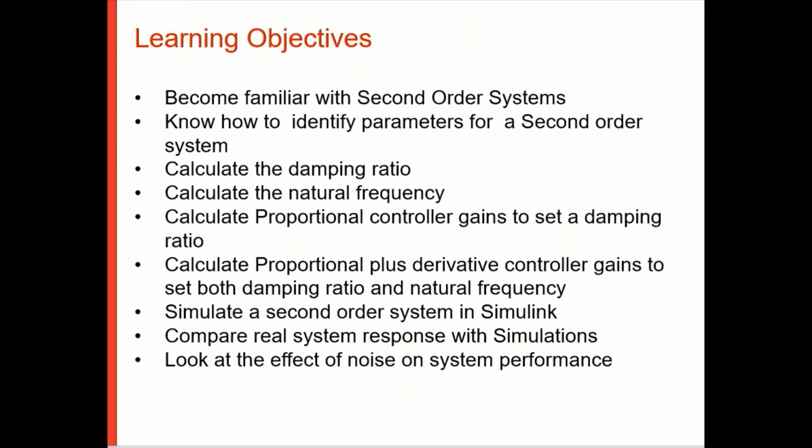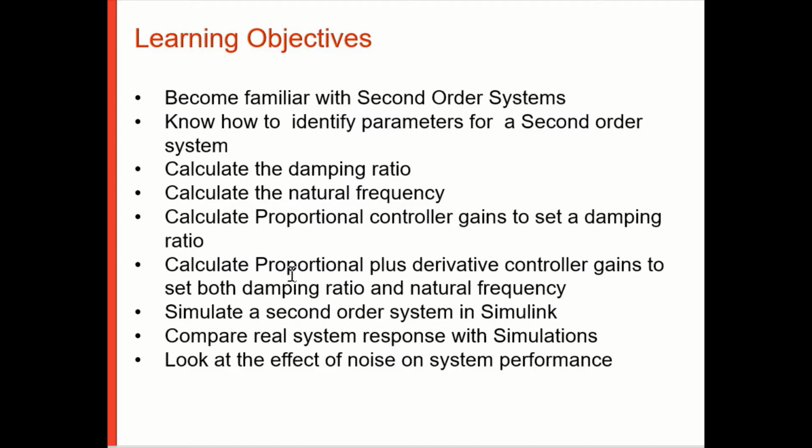Now let's have a look at the learning objectives. The ideas are to become familiar with second order system theory, which we've covered in semester 1, and know how to identify the parameters of a second order transfer function, and to calculate the damping ratio and the natural frequency. We then want to look at how to calculate some proportional gains used in feedback control to set the damping ratio of the closed loop system.